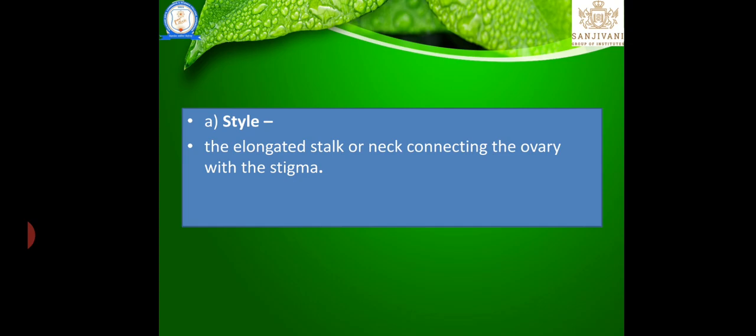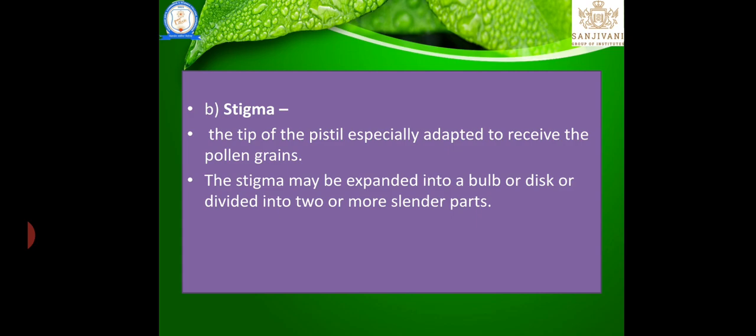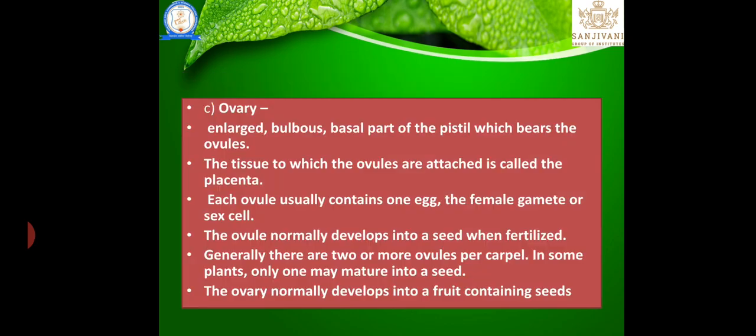Style is the elongated stalk-like neck connecting the ovary with the stigma. Stigma is specially adapted to receive pollen grains. The stigma may be expanded into a bulb or disc-like, or divided into two or more cylindrical parts. Ovary is the enlarged bulbous basal part of the carpel and bears ovules. The tissue to which ovules are attached is called the placenta. Each ovule usually contains one egg.